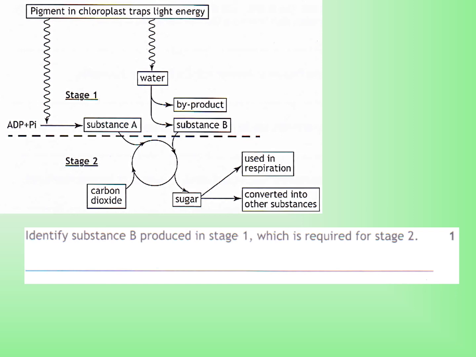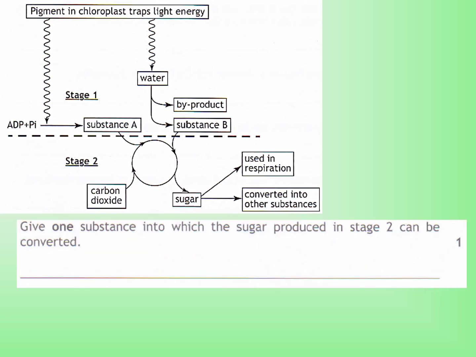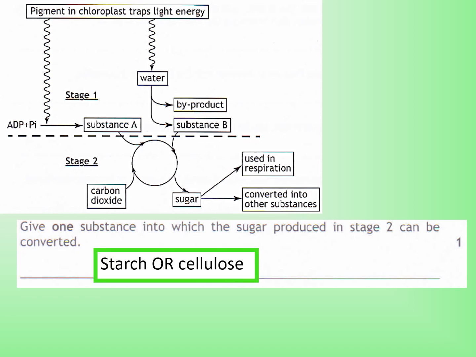Identify substance B, which is produced in stage 1 and required for stage 2. So look, we've got water being split, we've got a byproduct. What would substance B be? Hydrogen. State 1 substance into which the sugar produced in stage 2 can be converted. So we talked about glucose can be formed as sugar, but we don't just use all the sugar in respiration, it can be changed to other things. Starch, which is a storage carbohydrate, or cellulose, which is structural, found in cell walls.